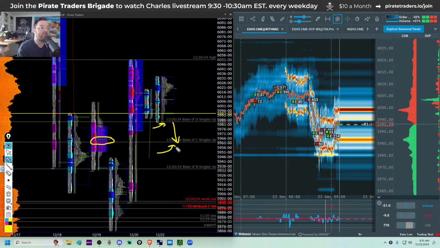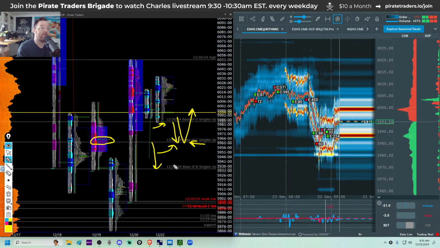So 59.62 is a very important level to me today. If we get down there and we get a bounce, I'm bullish. If we get down there and we don't get a bounce, not only am I bearish for the market to pull back down to the next set of single prints, 59.33, but I'm bearish bigger picture.